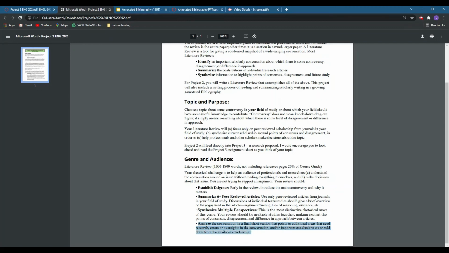And so the analysis here is, again, you're not giving argument and you're not picking a side, but you are analyzing what is the research finding? What are the gaps in knowledge that might be happening? Is there disagreement about some of the material feeding into these conversations? And then you'll draw a conclusion on your own of where do you think it is going?